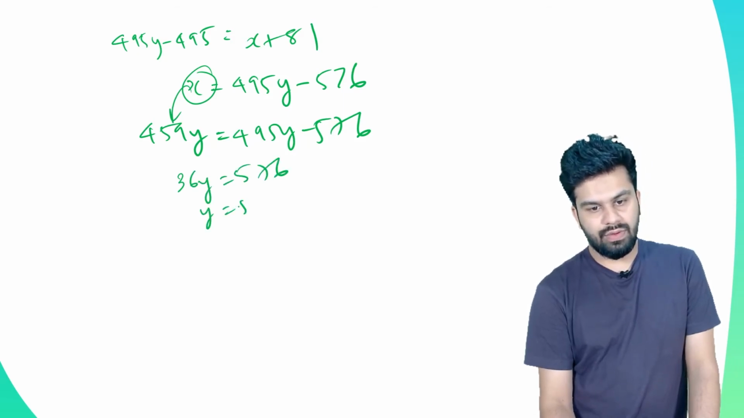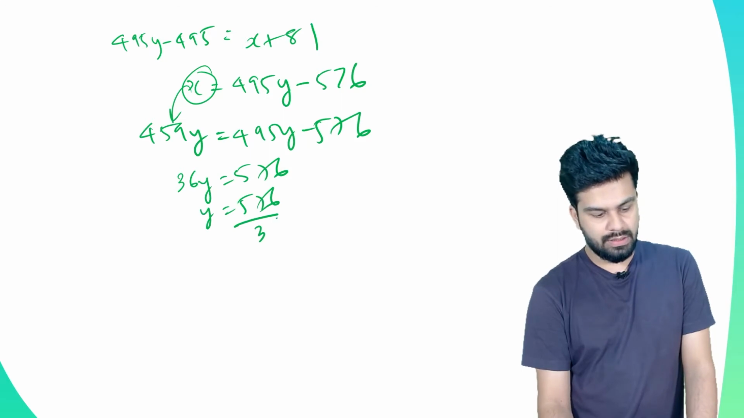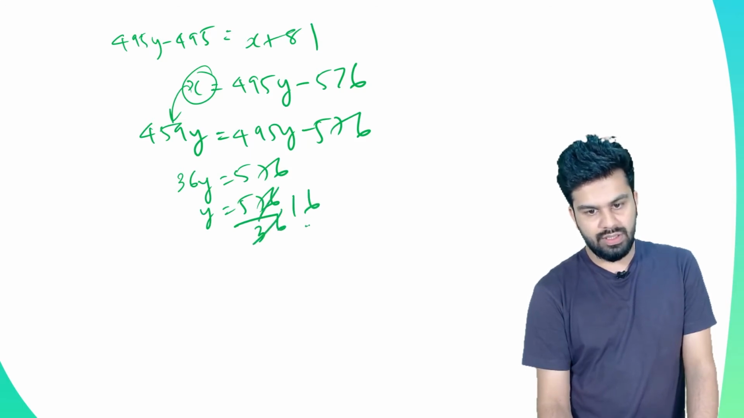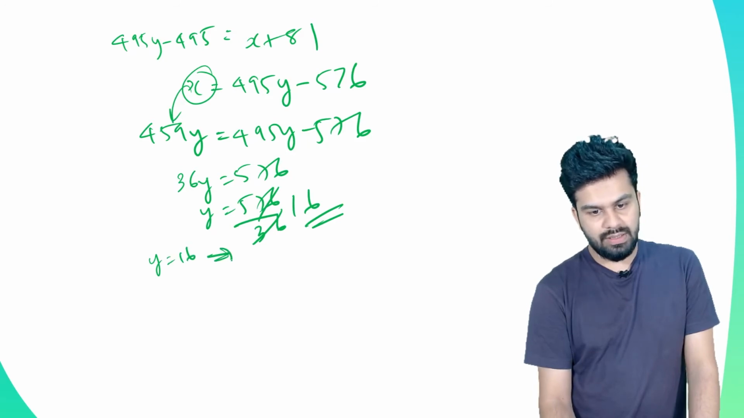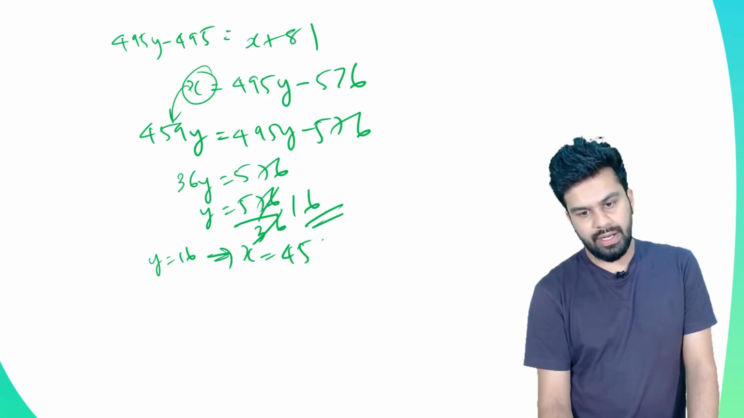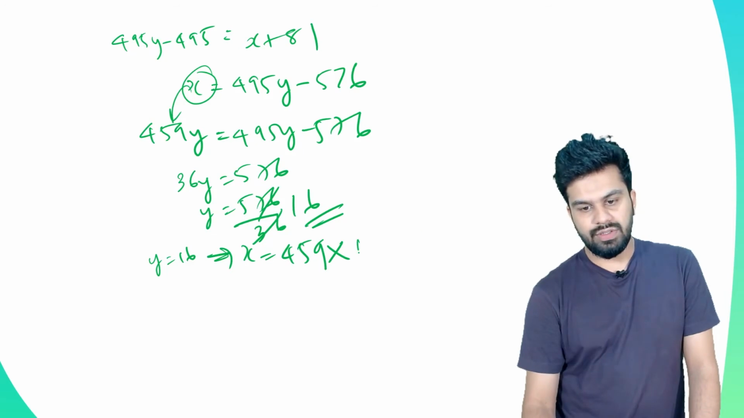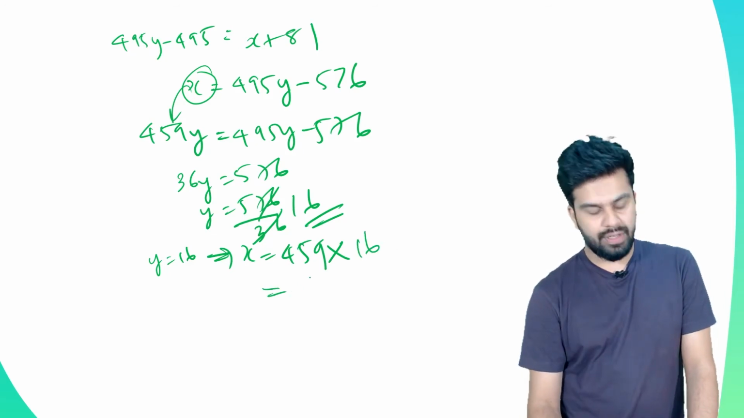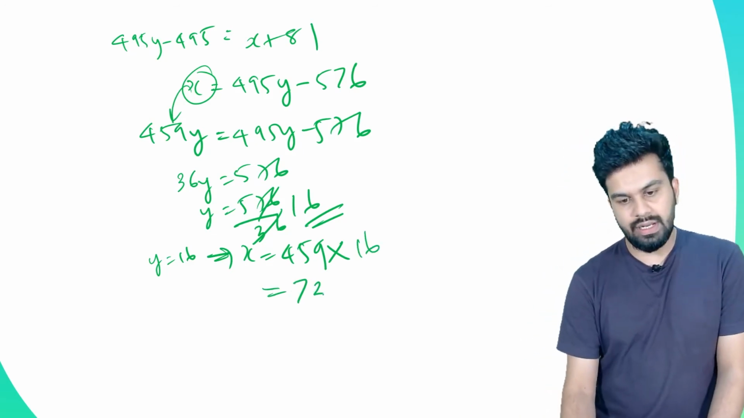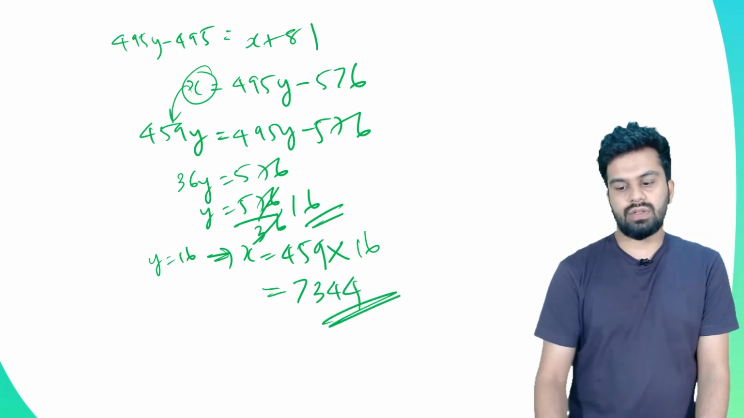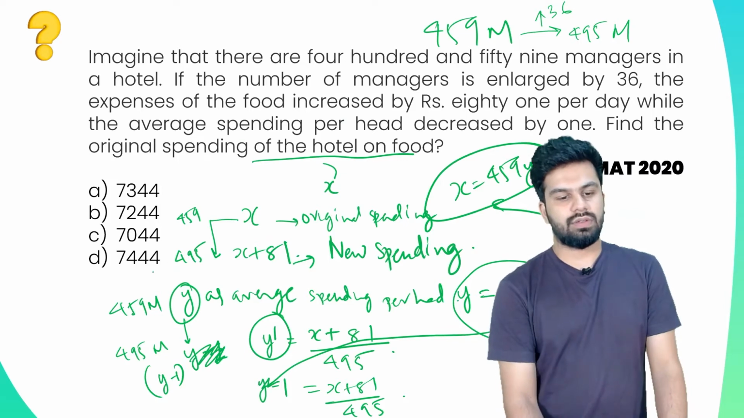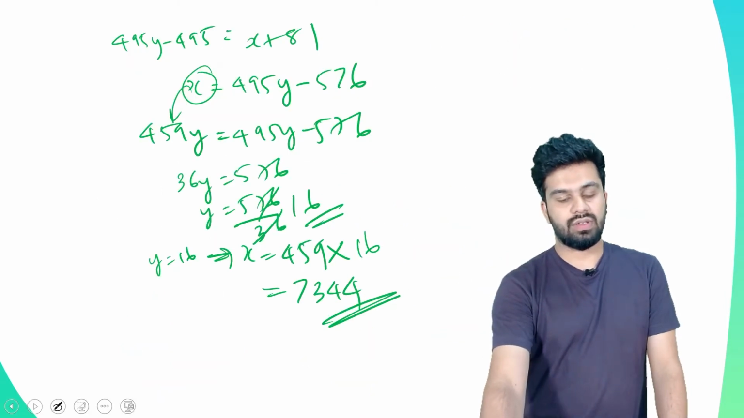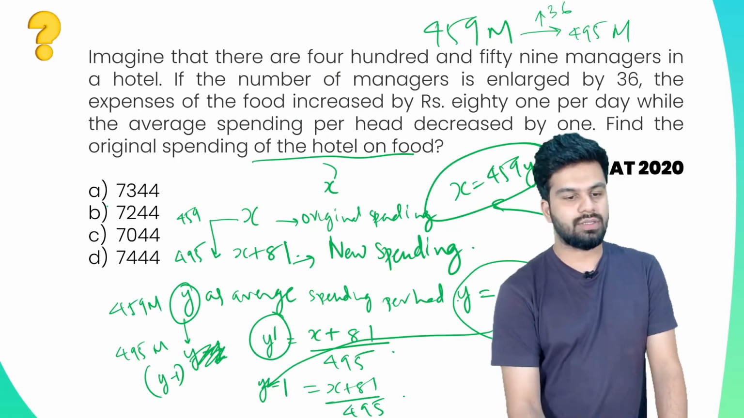y is equal to 576 by 36, which is equal to 16. So y is 16, which implies x is equal to 459 into y, which is 459 into 16. How much is that? 7344. And what is our x? x is nothing but the spending of the hotel on food. This is equal to 7344, and your option is option A.